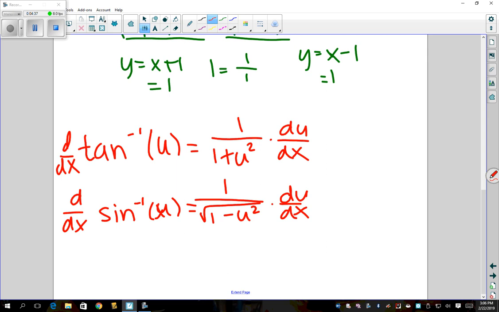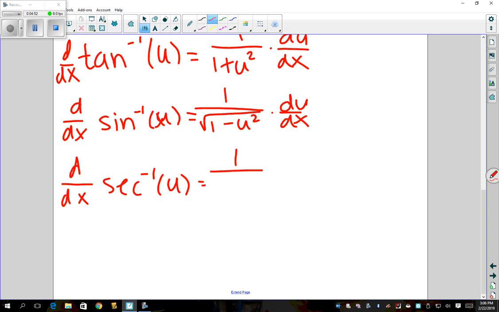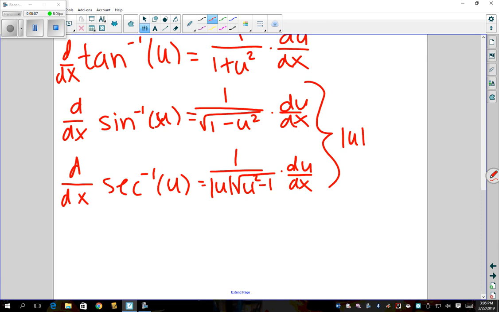And then our last one we have to know is secant. We say this is equal to 1 over the absolute value of u times the square root of u squared minus 1 times du dx. The important thing to note with sine and secant is that for secant, we need the absolute value of u to be greater than 1. For sine, we need the absolute value of u to be less than 1. That way we don't get into imaginary numbers. So these are the rules for the following inverse functions. We're going to walk through a few examples of these together.